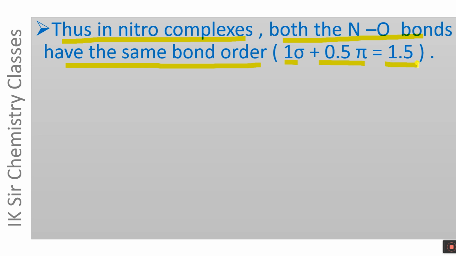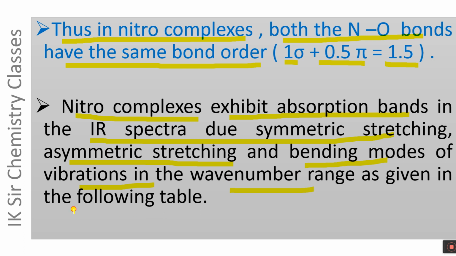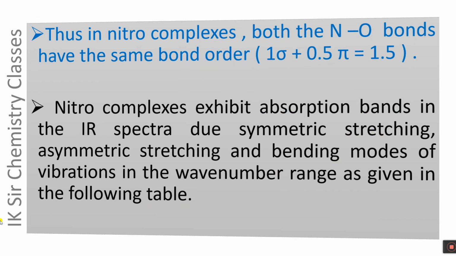In nitro complexes, both the nitrogen oxygen bonds have the same bond order and it is equal to 1.5. The nitro complexes exhibit absorption bands in the IR spectra due to symmetric stretching, asymmetric stretching, and bending modes of vibrations in the wave number range given in the following table.